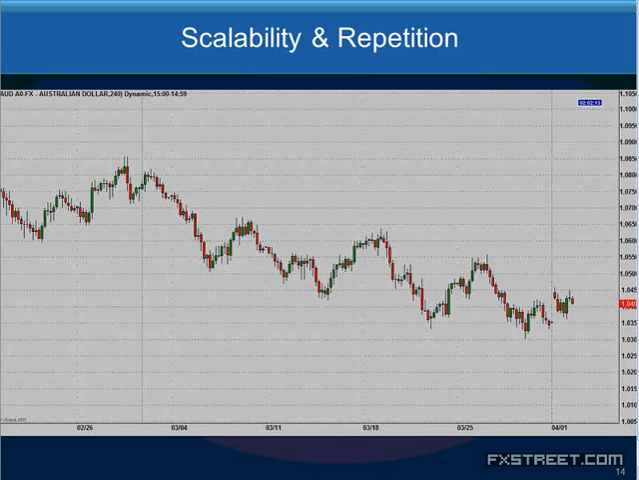Scalability and repetition, another great quality of market movement is it's repetitive. And here we see it right there, boom, boom, boom. The study to describe this phenomenon is called fractal geometry. Once a growth curve is established, be it positive or, in the case of this market, negative, it tends to be repetitive, as we could see in the Aussie dollar chart. I mean, it's like boom, boom, boom.